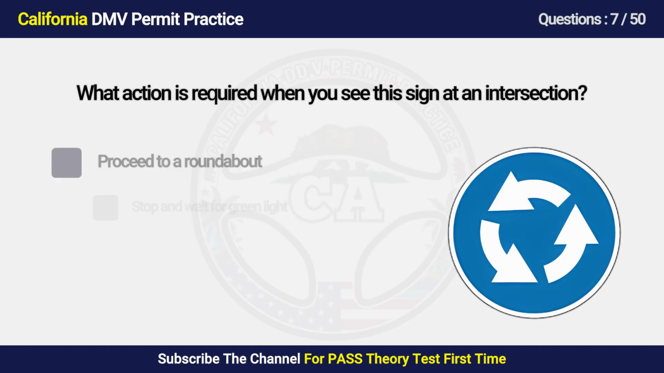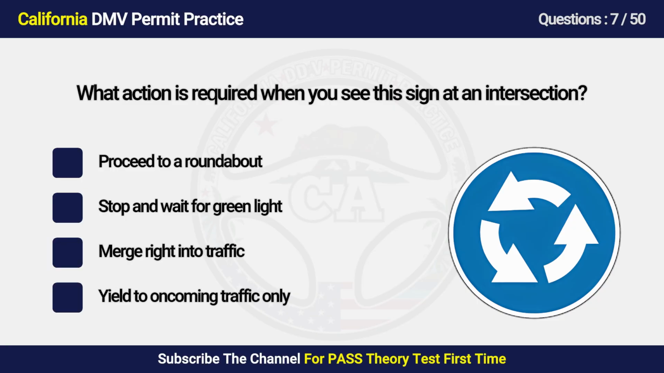Question 7. What action is required when you see this sign at an intersection? A. Proceed to a roundabout. B. Stop and wait for green light. C. Merge right into traffic. D. Yield to oncoming traffic only.